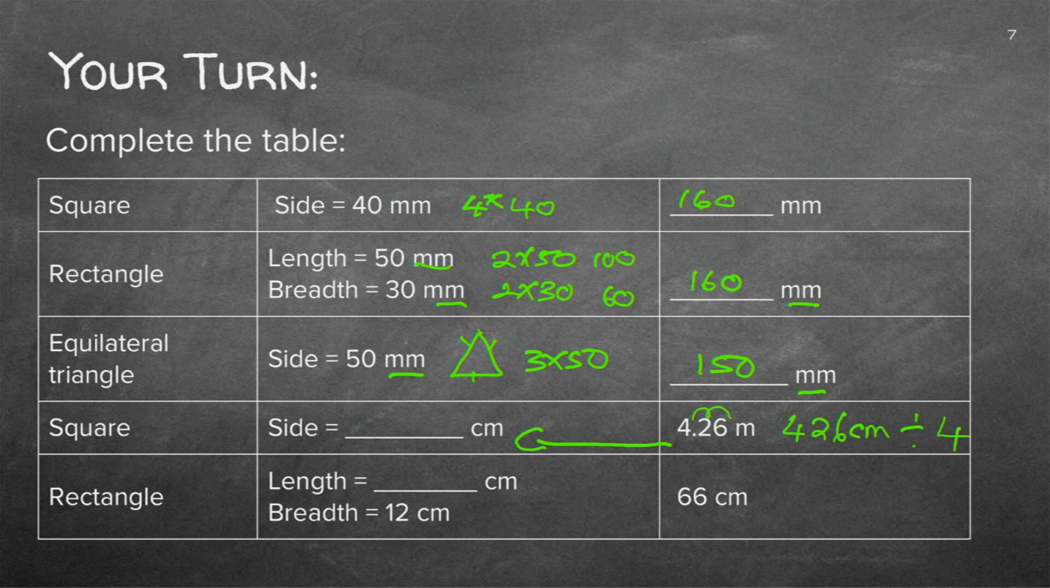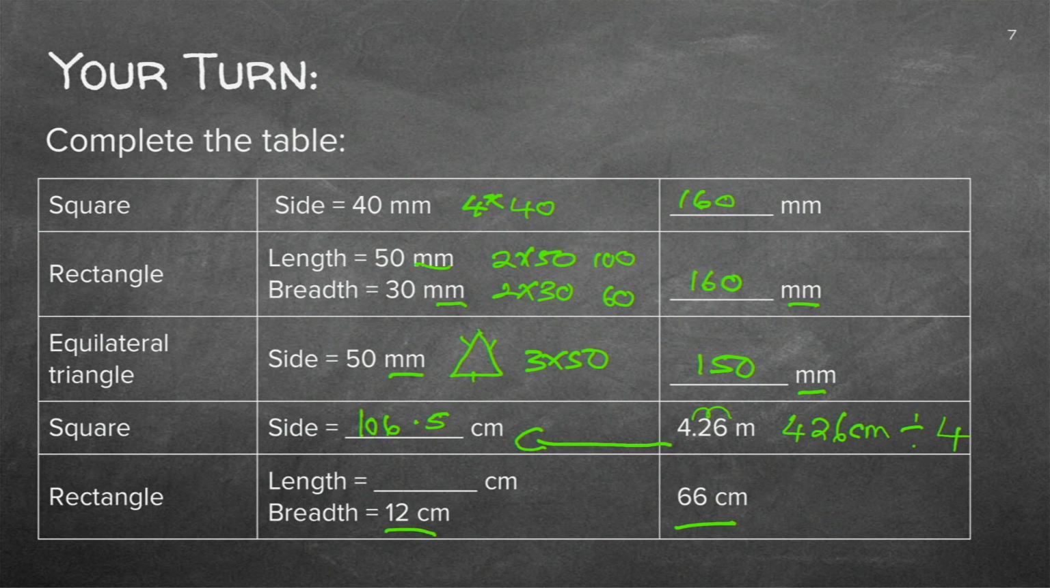And our answer is 106.5 centimeters. And then the last one, they give you the perimeter of 66 centimeters. The breadth is 12 centimeters, so they ask you to work out the length. Okay, we check again, it's all in centimeters.